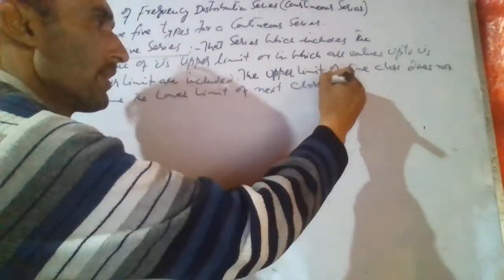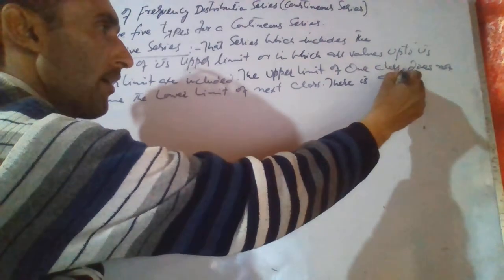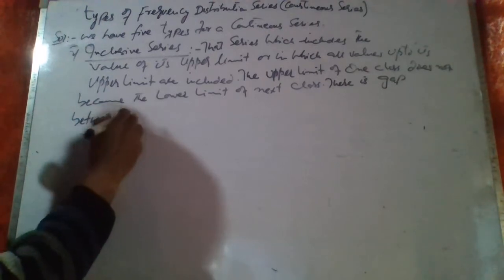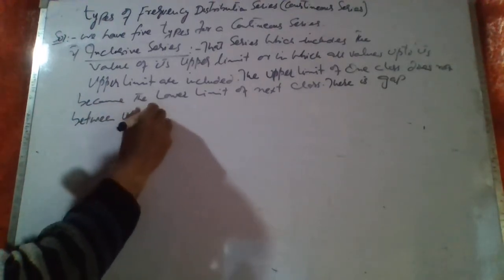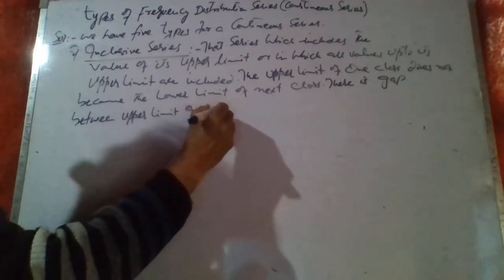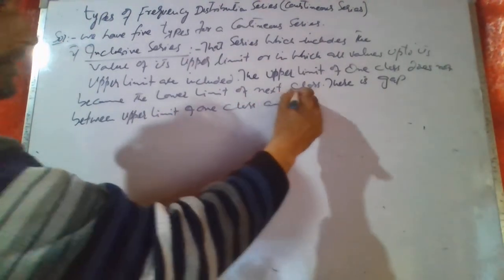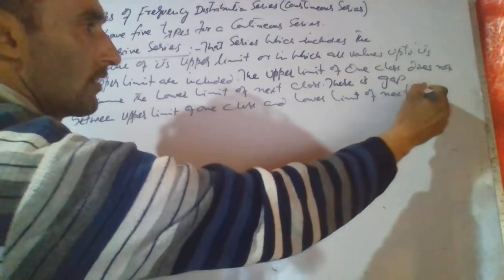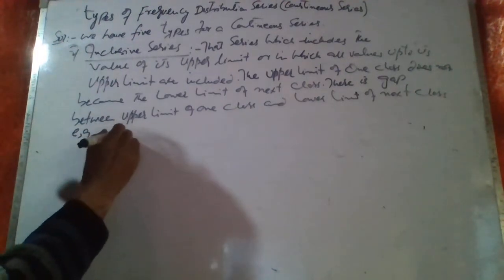So there is a gap between the upper limit of one class and the lower limit of the next class. यहाँ अपर लिमिट और लोअर लिमिट के दरमियान गैप है. एक अपर लिमिट होगा एक क्लास का, वो दूसरे का लोअर लिमिट नहीं बनेगा. That will be different. For example, I will give classes like this.